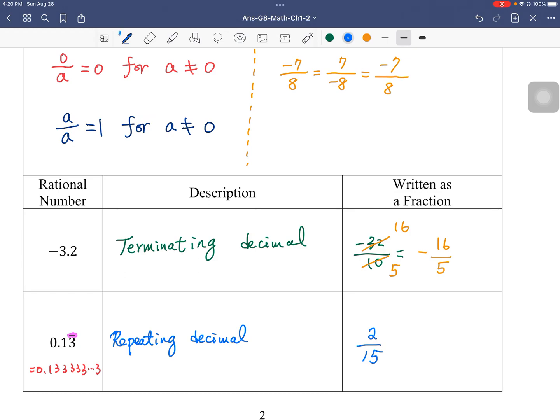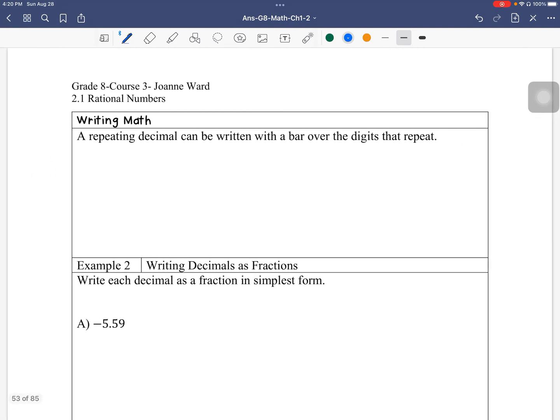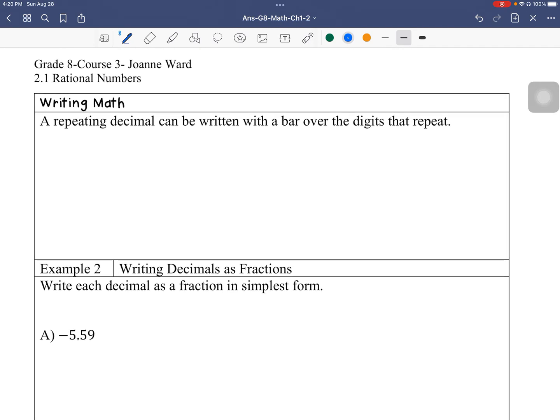To write a terminating decimal as a fraction, we have to identify the place value, and then write all the digits after the decimal point as the numerator. Talking about writing math, a repeating decimal can be written with a bar over the digits that repeat. For example, 0.13333333 and so on equals 0.13 with a bar over the 3.